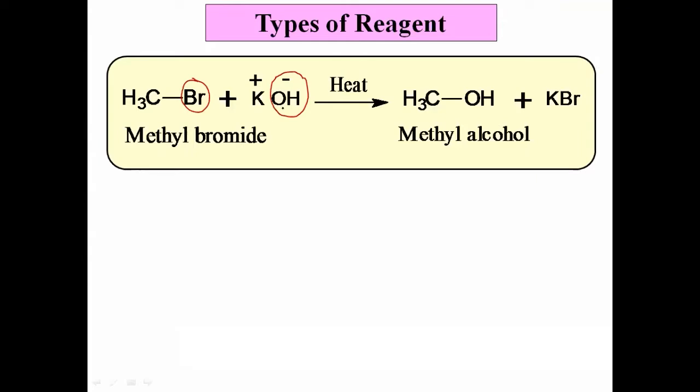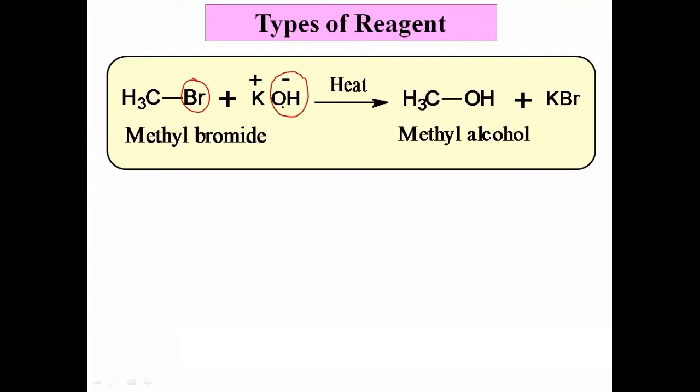Okay, now here this OH minus attacks on the main reactant, and that species, that OH minus, is called the reagent. Means in a chemical reaction, the species which attacks on the main reactant is called the reagent.